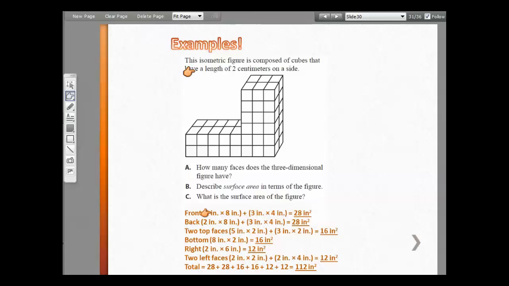It says that the isometric figure is composed of cubes that have a length of 2 centimeters on a side. So each cube represents 2 centimeters. And my front, if I look, I've got 1, 2, 3, 4, 5, 6, 7, 8. There you go. 2 times 8 represents this length right here.